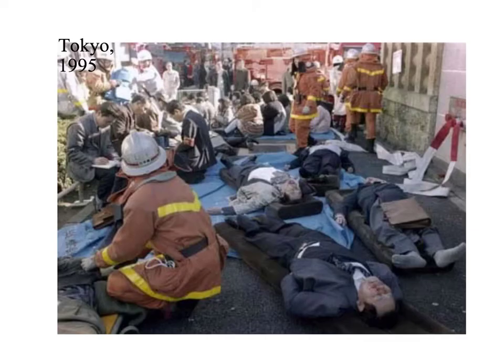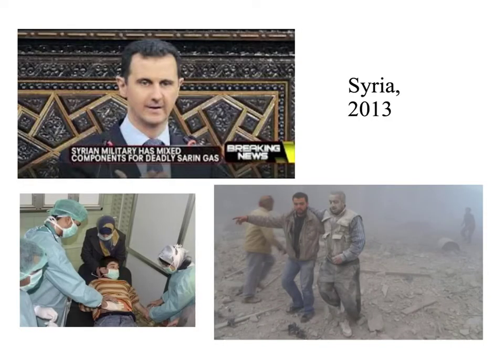Sarin was also used in Tokyo in 1995. A religious cult released sarin into the Tokyo subway and caused about 12 deaths and lots of illness. And more recently, as I'm sure you're aware, sarin has been used in the civil war in Syria, and the stockpiles of sarin are currently being destroyed.